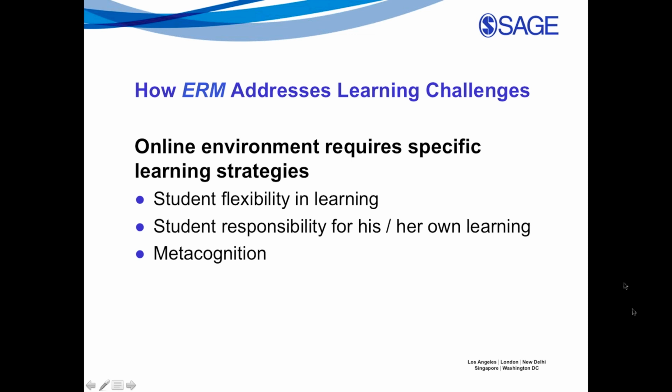So how does educational research methods address these learning challenges that we talked about? The first thing is that the course really acknowledges that online learning is different than in-person learning, and that the online environment requires specific learning strategies. One thing that the book does very explicitly is to acknowledge that the online course gives students a lot of flexibility in terms of their learning. The flip side of that is that students have a real responsibility for their own learning. Their responsibility is greater than when they're sitting in a classroom and the content is really being pushed out to them.